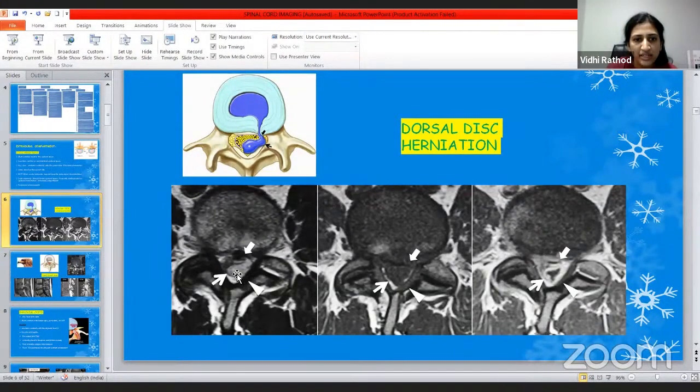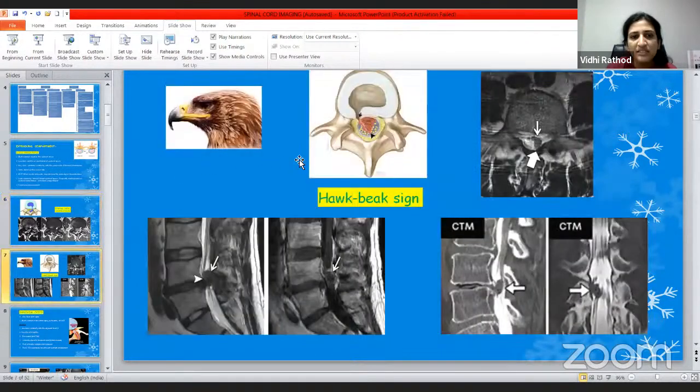Here we can see the herniated disc in the dorsal compartment, which is showing some degree of peripheral enhancement. The third is the herniation of the disc in the intradural compartment, which is classically described as a hawk beak sign. For the disc to herniate intradurally, it has to come across the annulus fibrosus and the dura as well. And when the disc comes into the intradural compartment, it resembles the beak of a hawk. That's why it's called a hawk beak sign, which can be seen on this image.